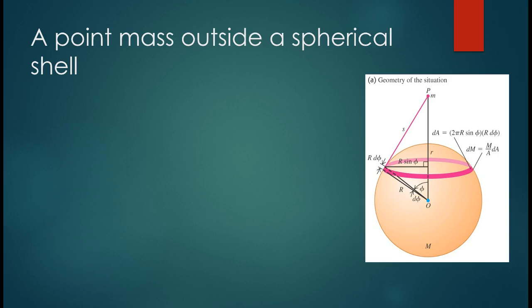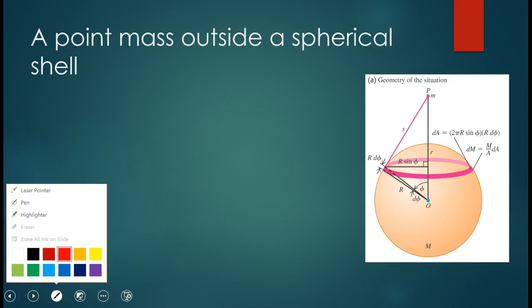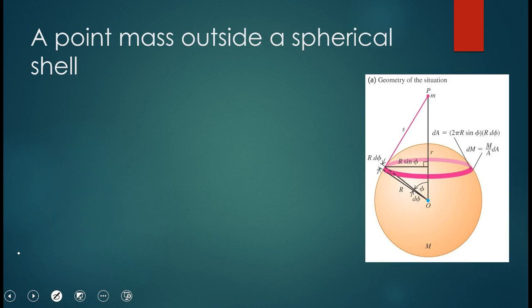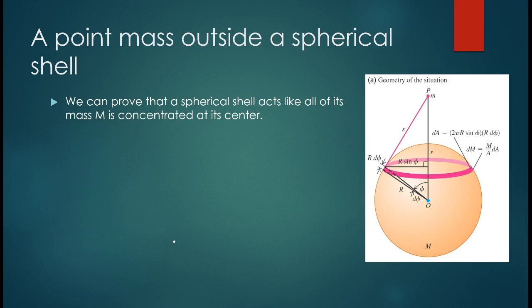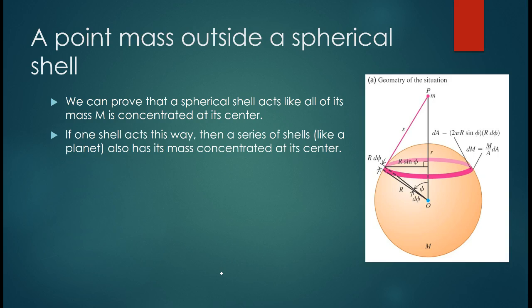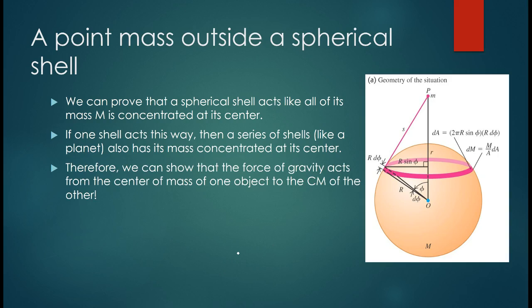But here's a picture of the situation. We're going to start with a point mass that's outside of a spherical shell. And essentially, what we want to prove is that we can treat the force as coming from the center point O. Okay, so if we can prove that a spherical shell acts like this, that all of its mass M is concentrated at the center, then we can also extend this to a solid sphere. A solid sphere like a planet would just be a series of shells. So then we can show that the force of gravity acts from the center of mass of one object to the center of mass of the other.